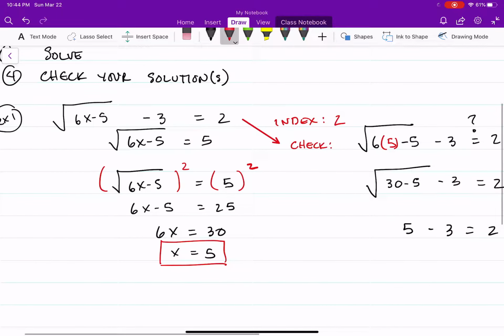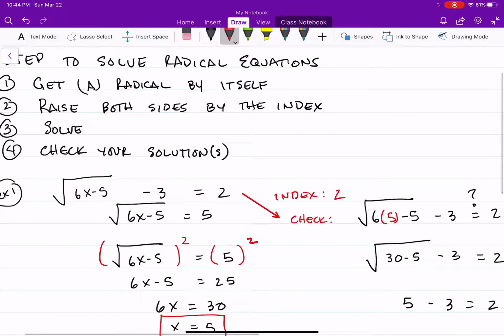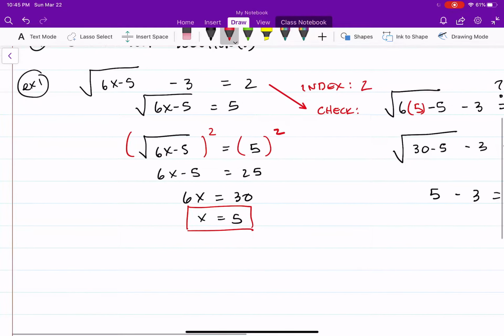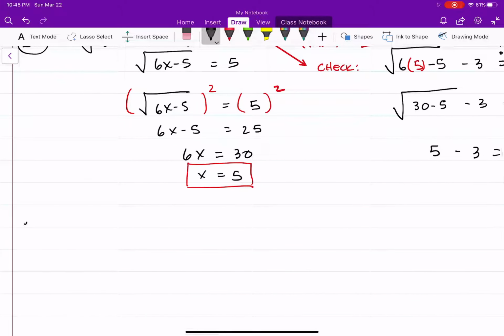Now, the reason why I say on step 2 to raise both sides by the index is because I'm not always going to be solving square root problems. I might have a cube root problem. So let's do an example like that. Example 2, let's call it the cube root of x minus 7, minus 3, is equal to 0.